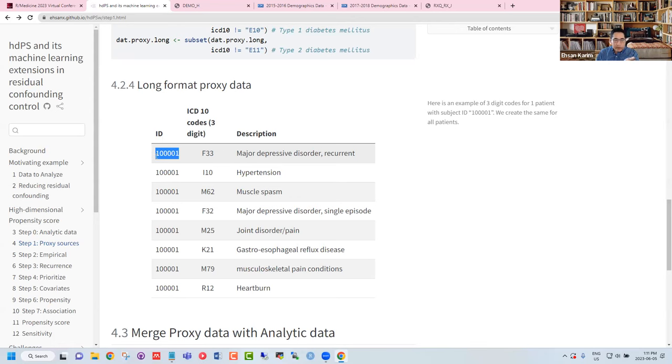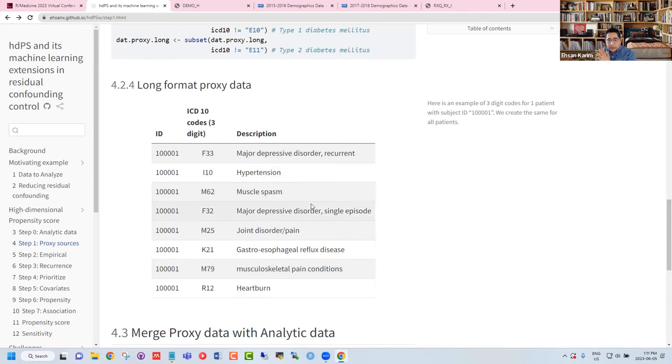This is the ID of one particular patient, the SCQN number. And then I tried to see what are the ICD-10 codes that were available for that particular person. And I see there is a three-digit code of F33. That means that there's a major depressive symptom. There was another code of I-10, that is an ICD code for hypertension, and so on. So this is all coming from only one patient.